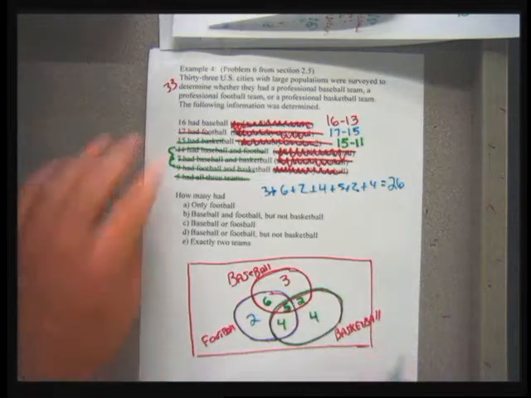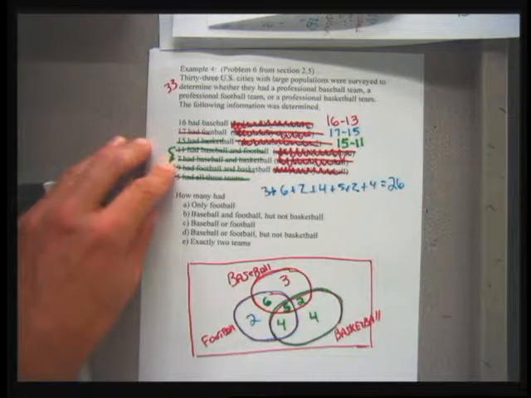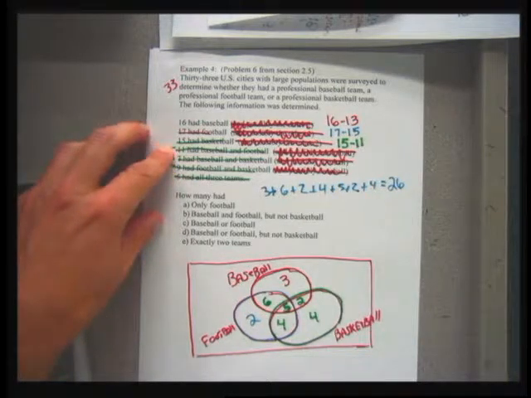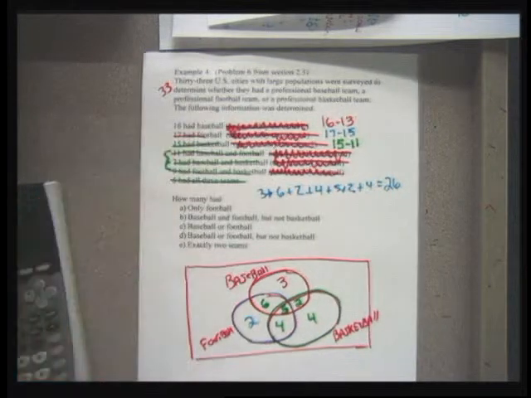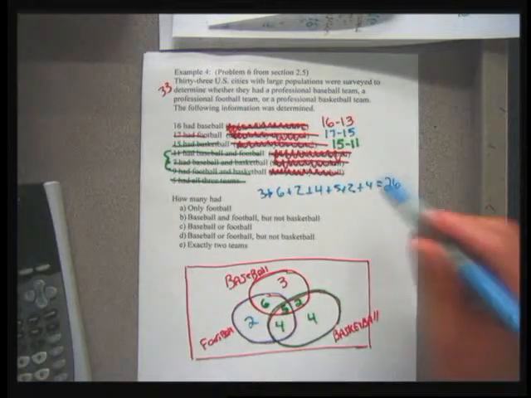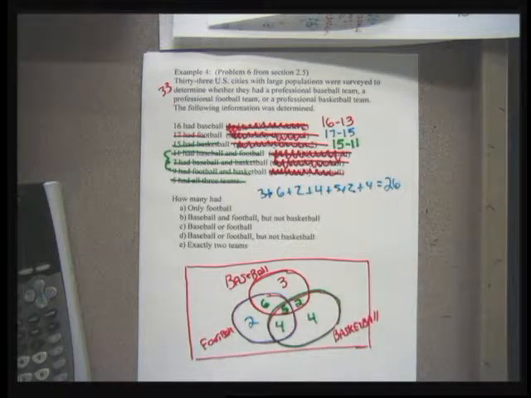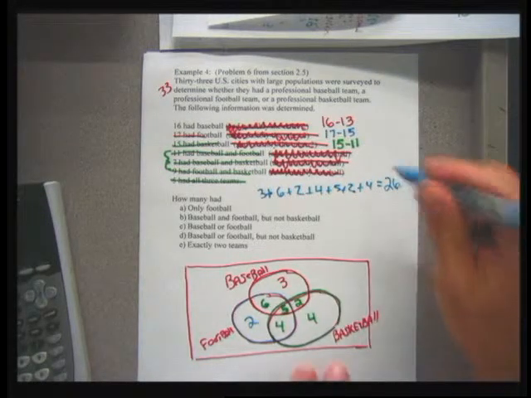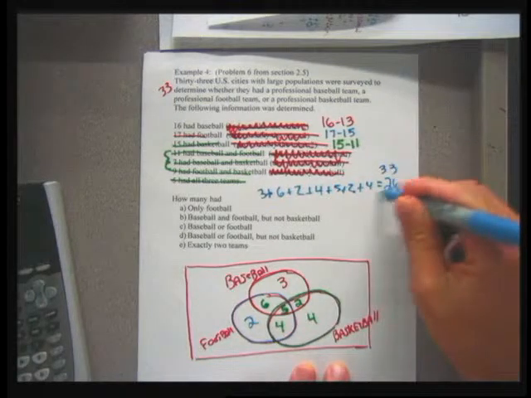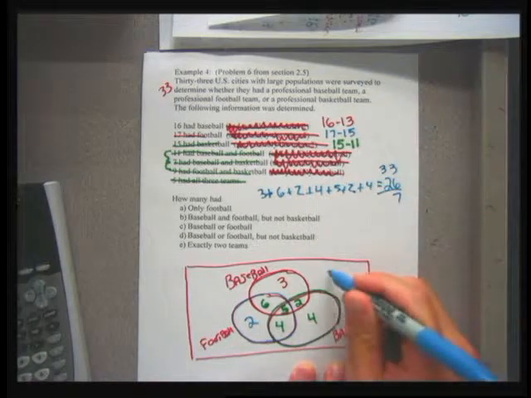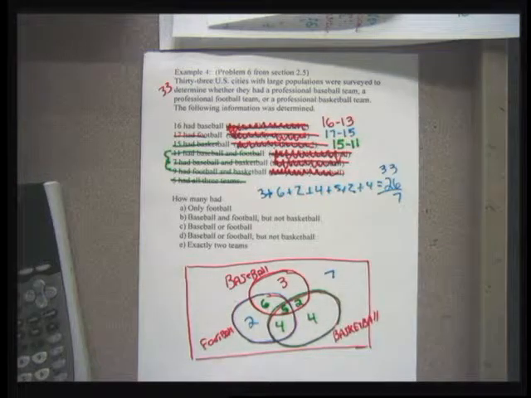Make sure I did this right. 7 minus 5 is 2. 9 minus 5 is 4. 11 minus 5 is 6. Good, good, good, good. So there are 26 cities in this Venn diagram that are considered so far. Some have one of the sports, some have two of the sports, some have all three. There were 33 cities surveyed, so I'm going to take the 33 total cities minus the cities that have at least one, and I get 7 cities that don't have any. Now I'm ready to answer the questions.